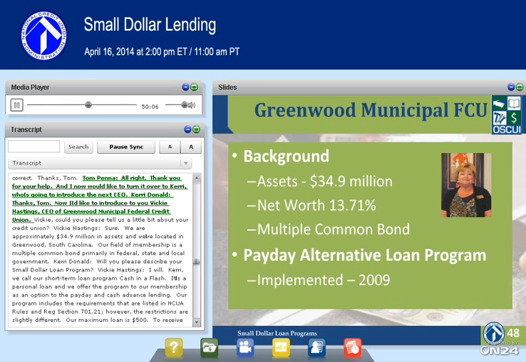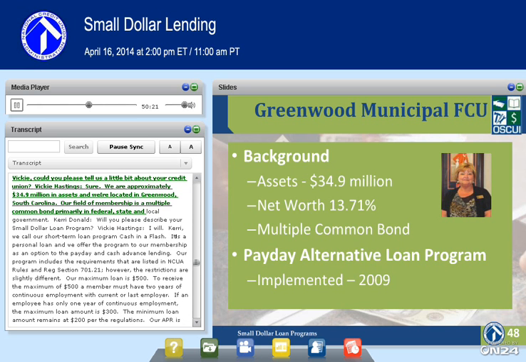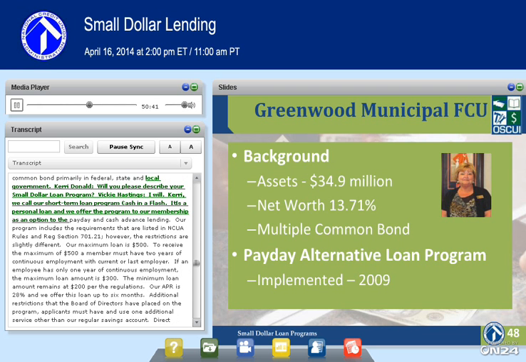And I now would like to turn it over to Carrie, who's going to introduce the next CEO. Thanks, Tom. Now I'd like to introduce to you Vicki Hastings, CEO of Greenwood Municipal Federal Credit Union. Vicki, could you please tell us a little bit about your credit union? Sure. We are approximately $34.9 million in assets, and we're located in Greenwood, South Carolina. Our field of membership is a multiple common bond, primarily in federal, state, and local government.